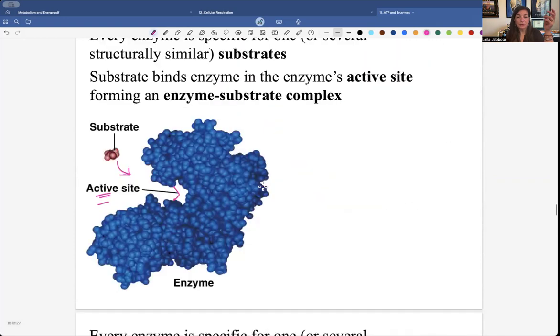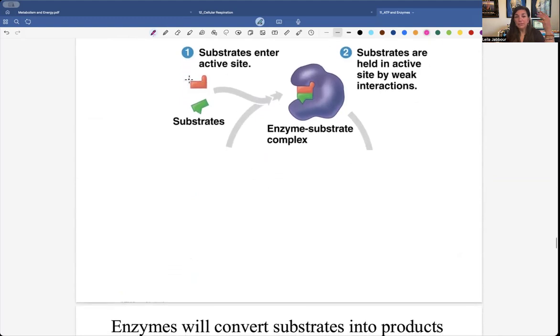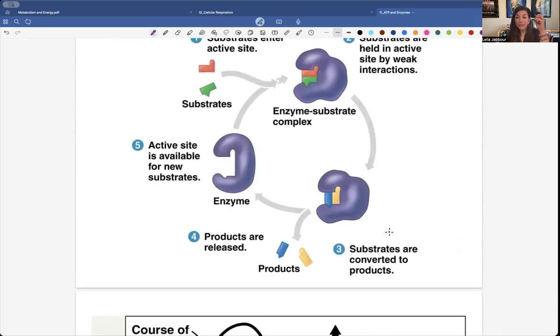So let's go back to this picture. Let's imagine this is sucrose, this is water. They both come in and fit perfectly, like puzzle pieces, into that enzyme. So we call that the enzyme-substrate complex. They're held in the active site by very weak interactions, but they're still there, very close to each other. And this will be sufficient to literally tweak them. Substrates are converted to products.